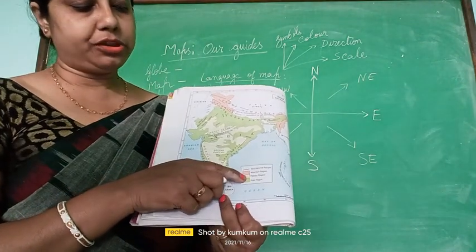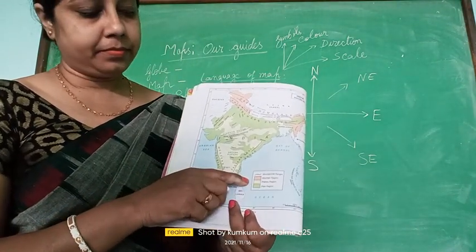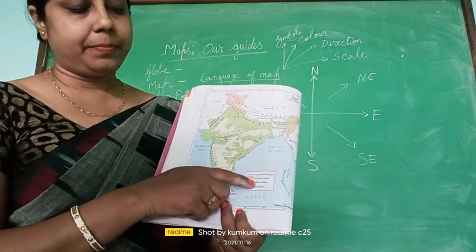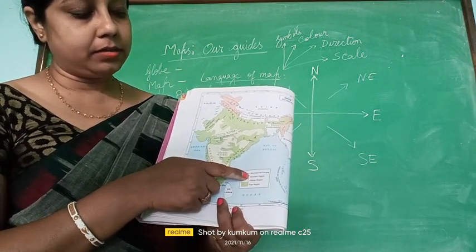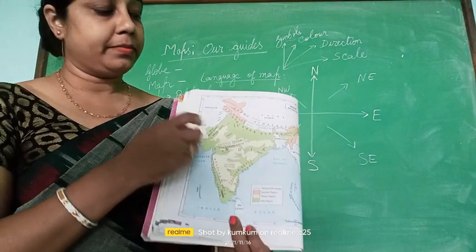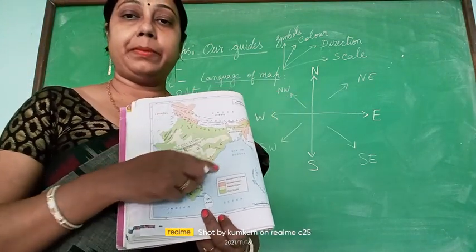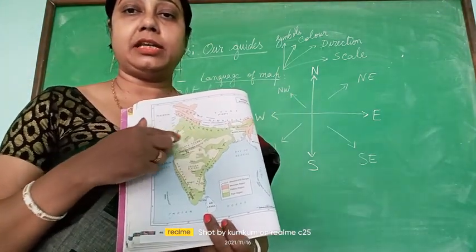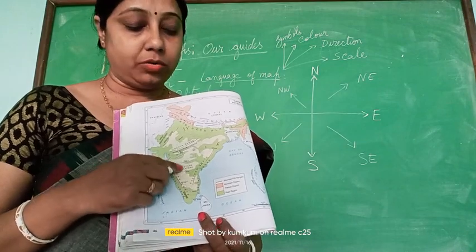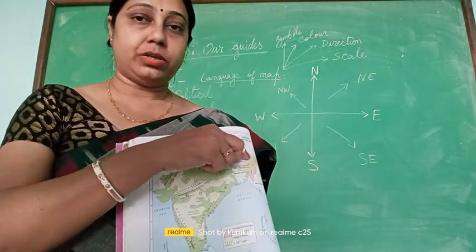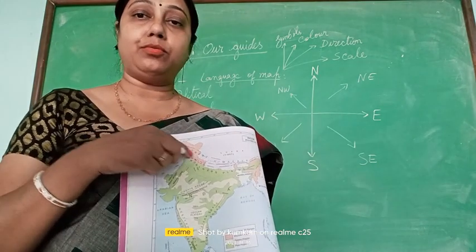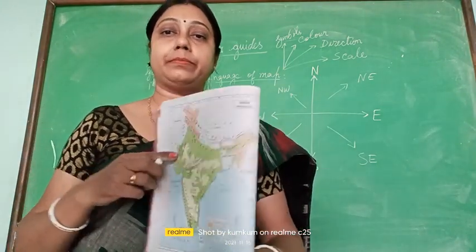Here the green portion means the plain region, the yellow portion means the plateau region, and the pinkish one means mountain region. So by seeing the picture you can understand the greenish area is plain region, the yellowish one is the plateau region, and these are the mountain regions. So it will help you to study the map thoroughly.